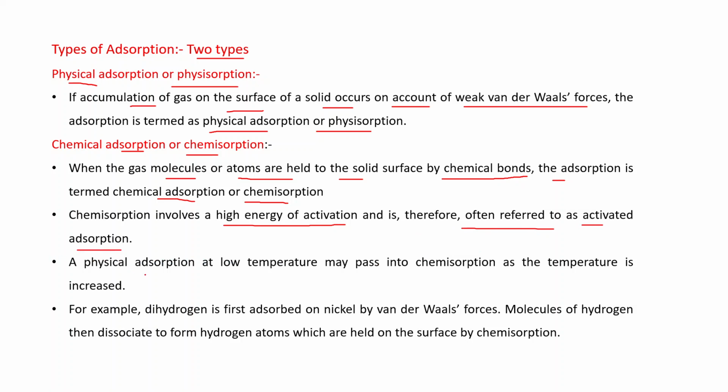Clear? A physical adsorption at low temperature may pass into chemisorption as the temperature is increased. That is, at the lower temperature it is physical adsorption, and at the higher temperature it may be chemical adsorption or chemisorption. For example, dihydrogen is first adsorbed on nickel by van der Waals force. That's why this is physical adsorption. Molecules of hydrogen then dissociate to form hydrogen atoms, which are held on the surface by chemical adsorption or chemisorption.